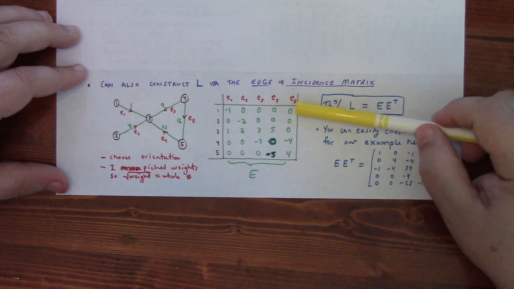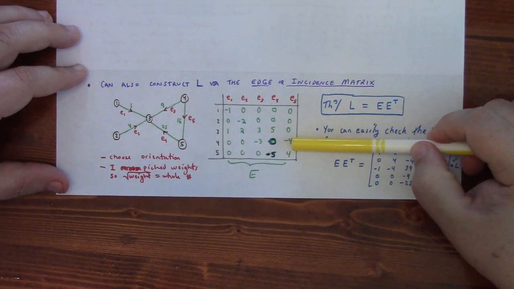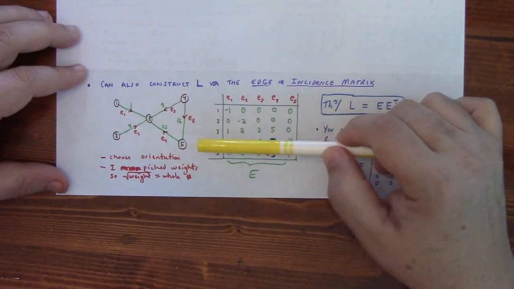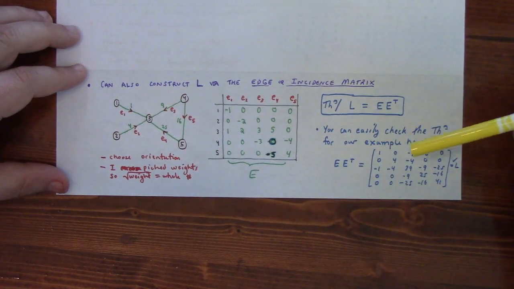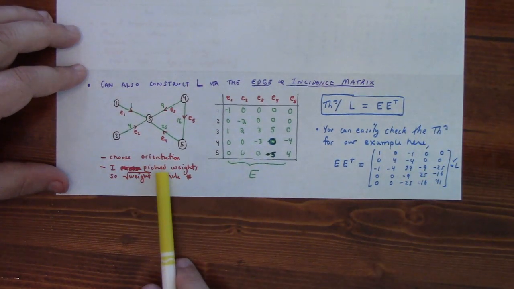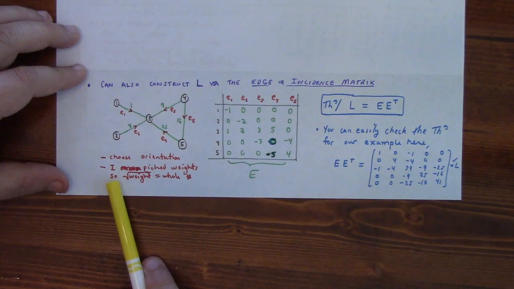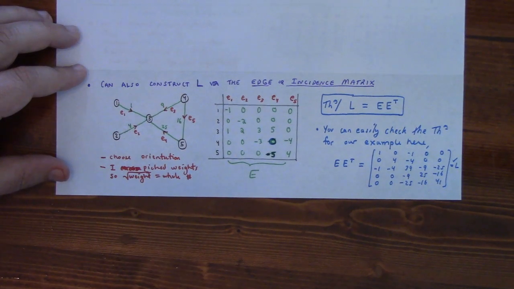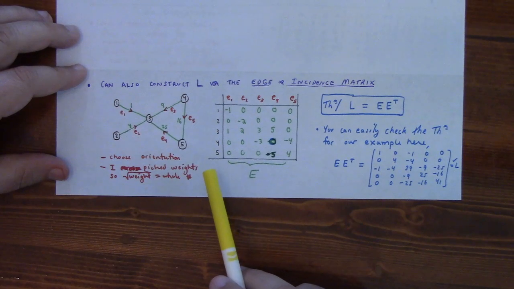Edge 5, it exits 4 and enters 5. So there you go. That's the so-called edge or incidence matrix. Again, the orientation we choose, I guess there could be a problem where it's somehow given to you and has other physical interpretation. It's not really something we're doing here.